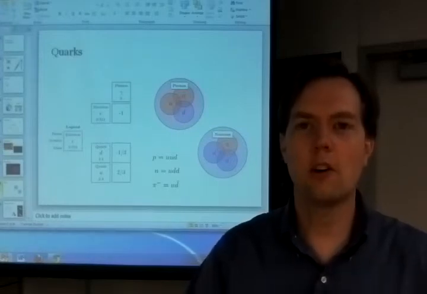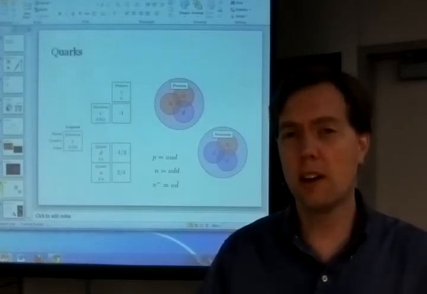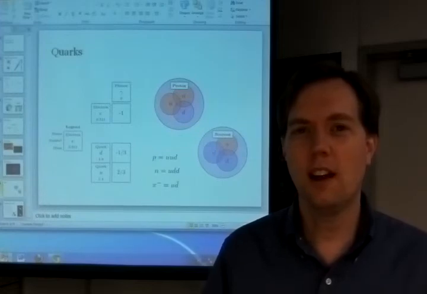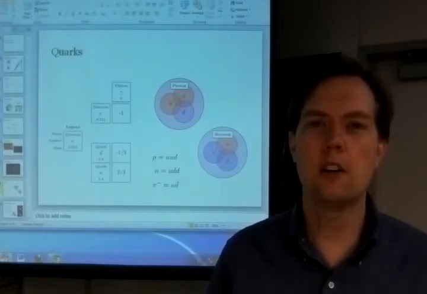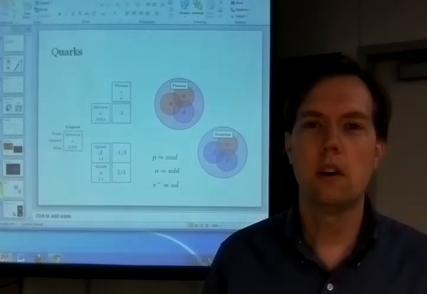Those combine together to create atoms, atoms combine together to create molecules, and that's basically our current explanation of how the world fits together.